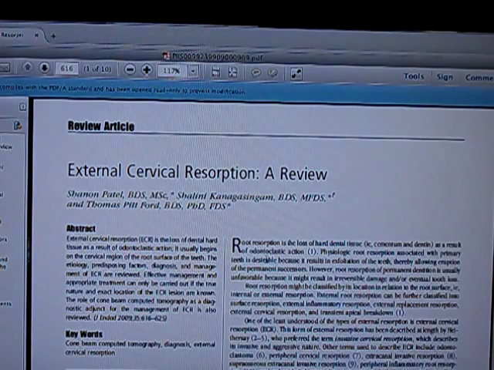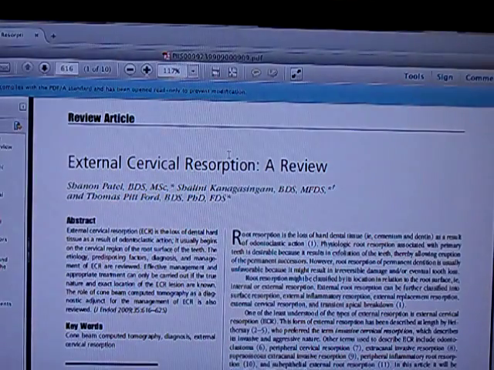Internal resorption is easily treated. You just remove the pulp, you do endo, and assuming the tooth is structurally sound, you're done. You've stopped the process. External resorption, a little muddier than that. And just cleaning up the inside of the tooth is often not going to do the trick.